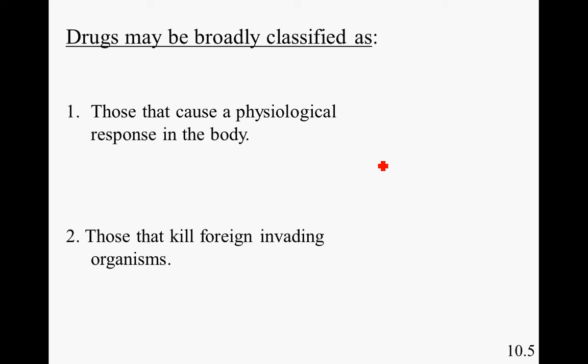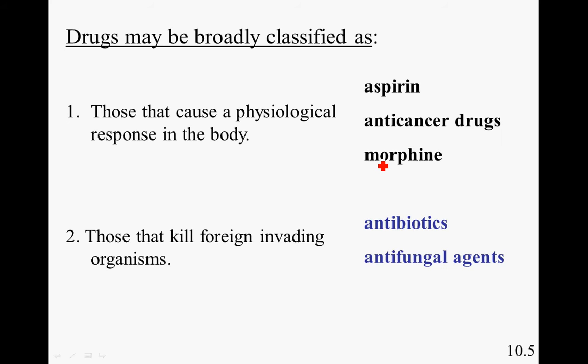Drugs are often classified in two different categories: those that cause a physiological response in the body, and those that kill the foreign invading organisms. The physiological response to drugs typically initiates or blocks a chemical action that generates a cellular response, such as a nerve impulse or synthesis of a protein. Some examples are aspirin, anti-cancer drugs, and morphine. Those that kill foreign invading organisms do so by inhibiting an essential chemical process in the infecting organism. Some examples of these are antibiotics and antifungal agents.